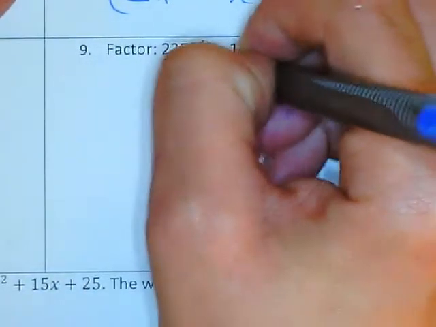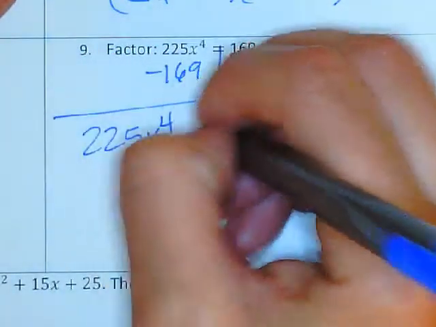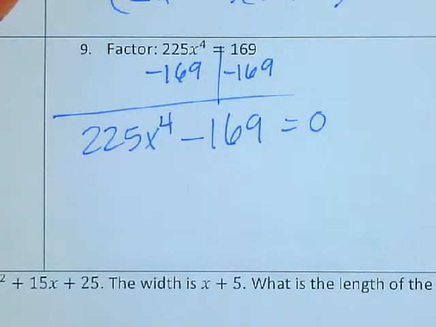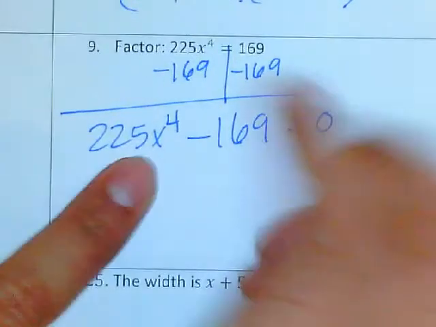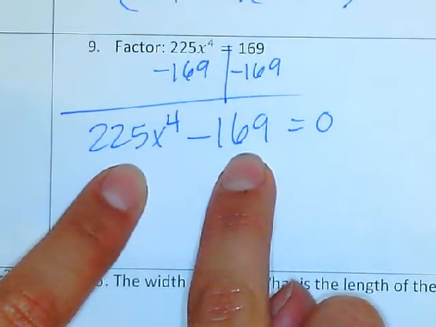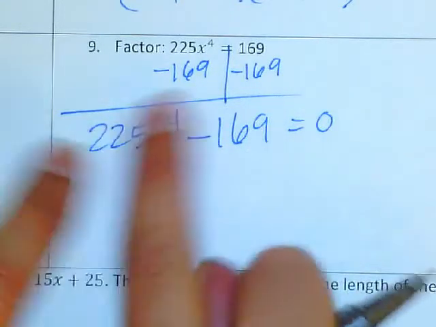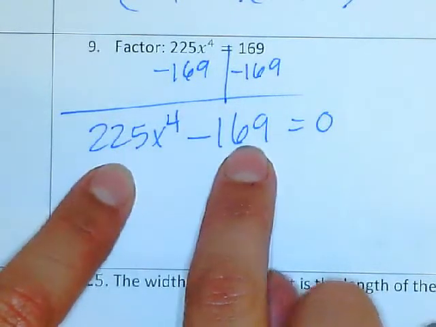So the very first thing I'm going to do is subtract this so they can be on the same side. So I end up with 225x to the 4th minus 169 equals 0. Now I can factor. From here, I notice that it is a binomial, not a trinomial. I have an A and I have a C, but I don't have a B to factor it. And again, it's a binomial.